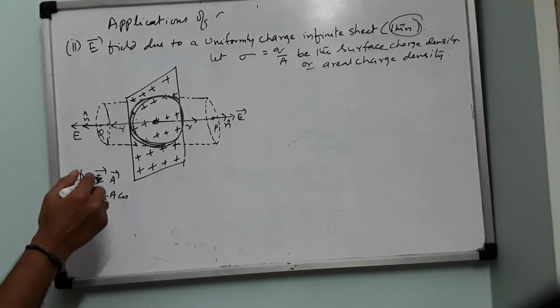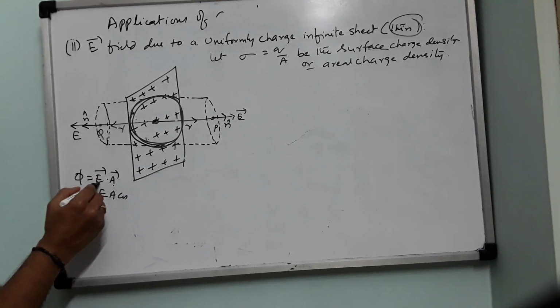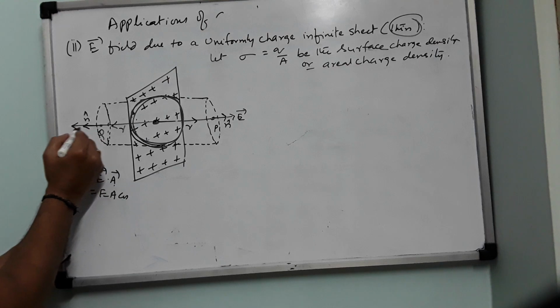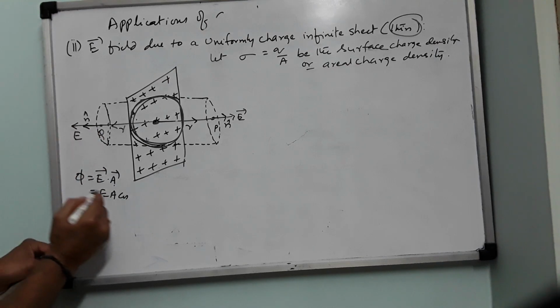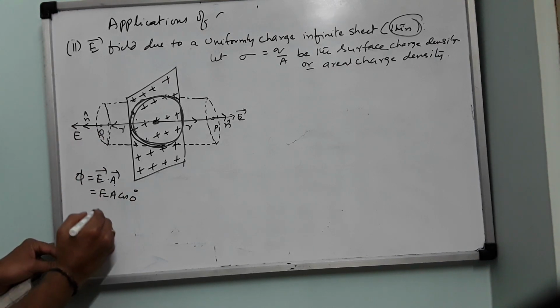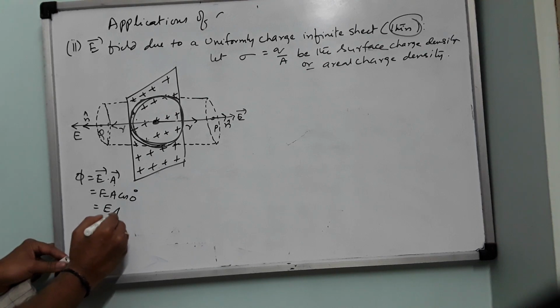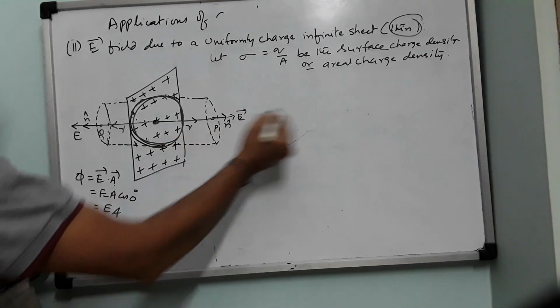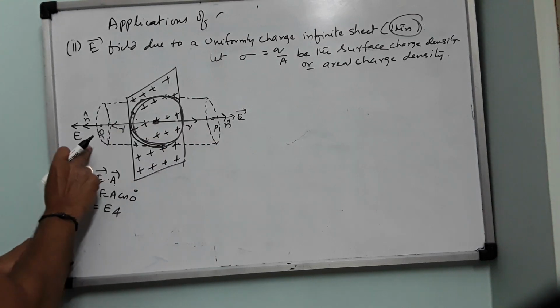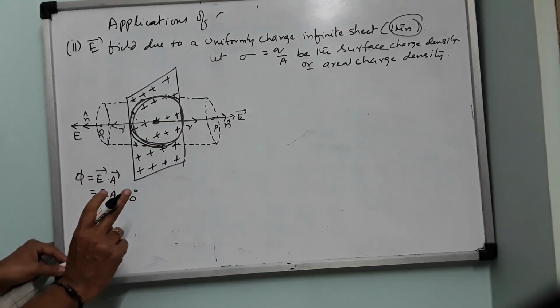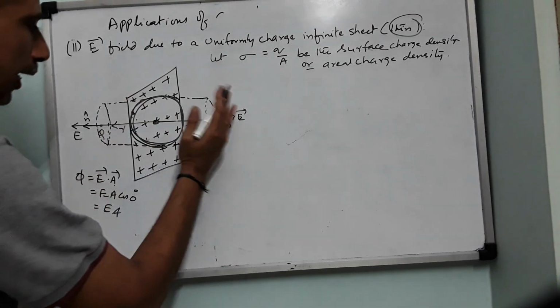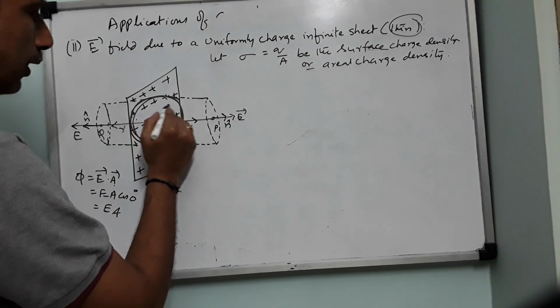What is theta? Theta is the angle between the area vector and the electric field vector. Both of them are pointing in the same direction. So this will become cos 0. This is nothing but E into A. So this side it will produce EA, this side it will produce EA. EA plus EA will become what? 2EA. Right?